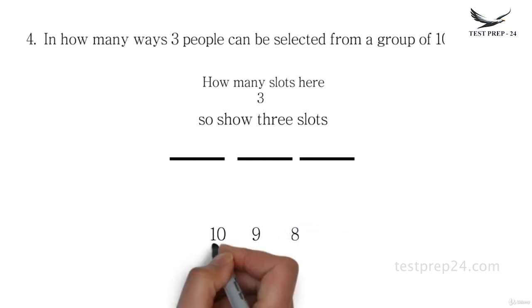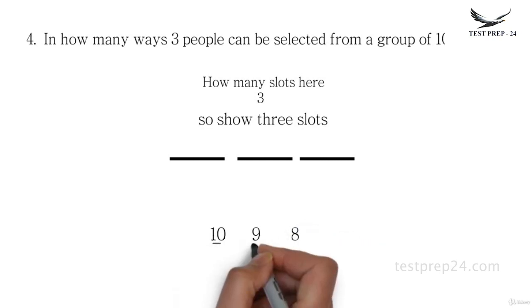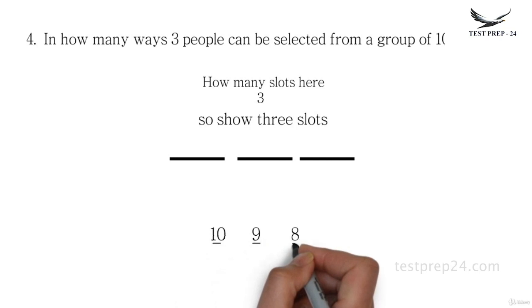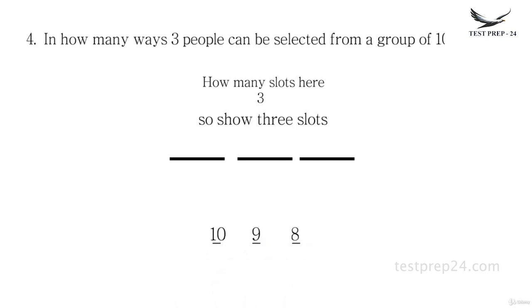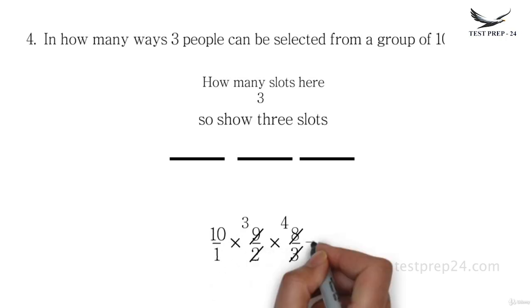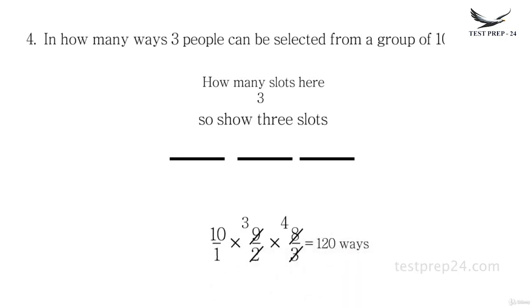So when it is a selection problem, after filling all the slots, you divide by the slot number. You divide the first slot by 1, the second slot by 2, and the third slot by 3. So the value will be 120 ways.